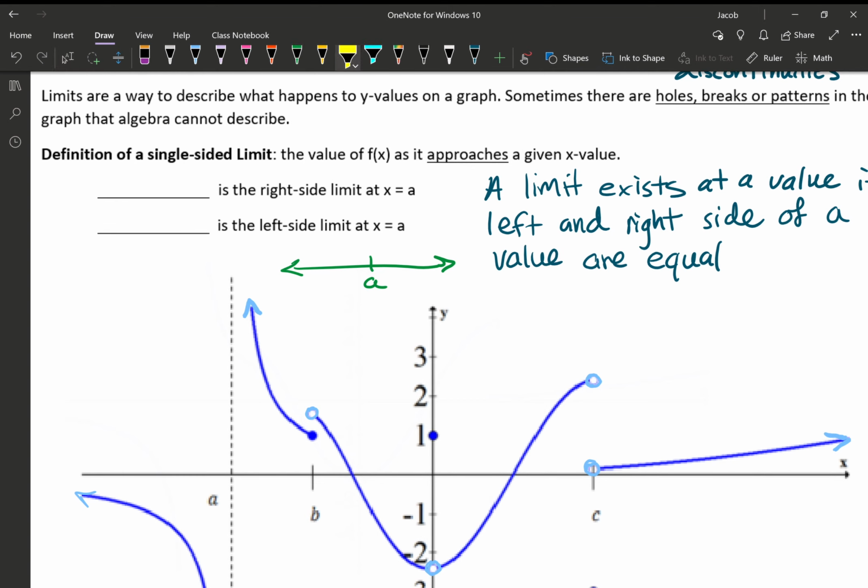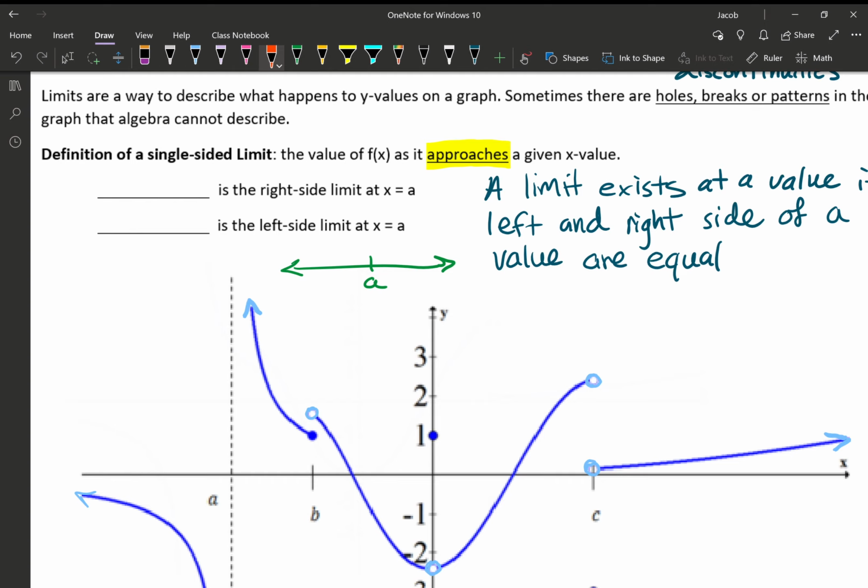And our definition of a single-sided limit is the value of y, f of x, so the outputs, as they approach a given x value. This word approaches is going to be used a lot. So we'll think a lot about these limits with movement towards a given x value, or approaching that x value.